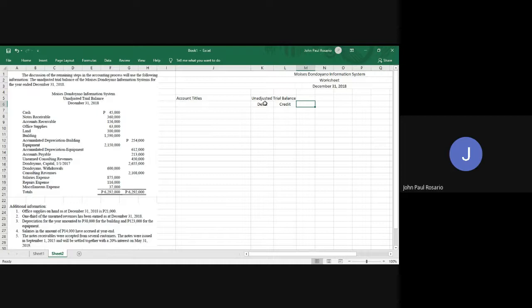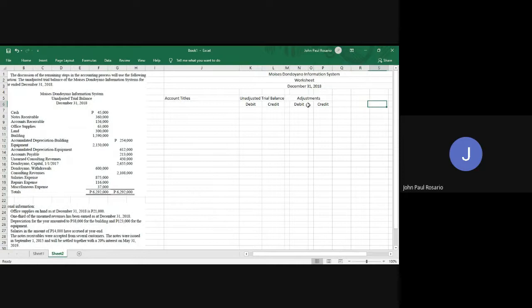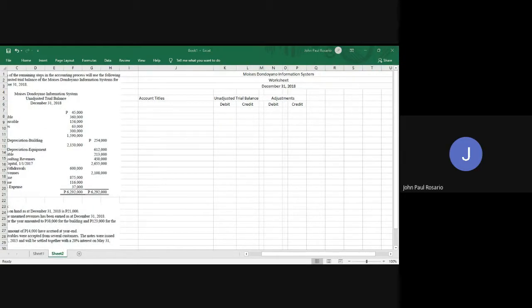And then the next one is our adjustments. On the left side of each adjustment, we put a letter so we can tell which adjustments match. I will show you later how the matching works. And then we have our adjusted trial balance. Let's widen it a little so it fits. After this adjusted trial balance, we now have our income statement.